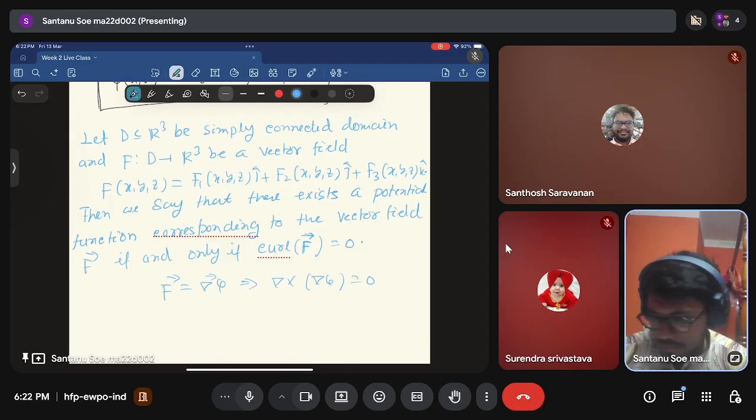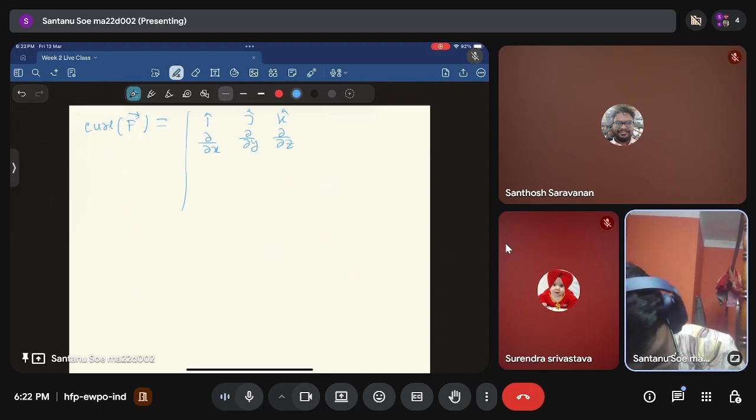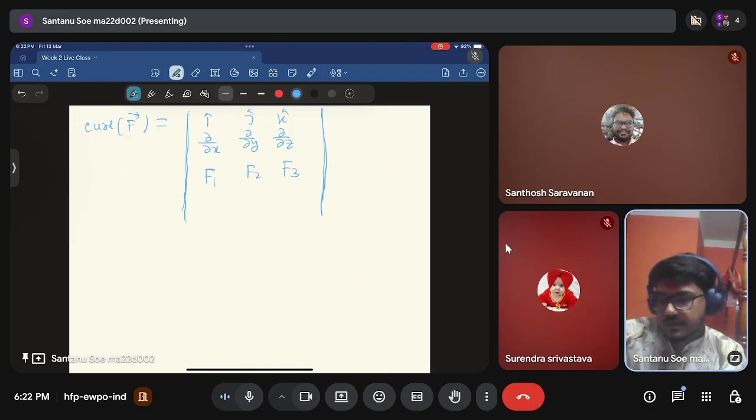Okay. So now what is curl of f? Curl of f is easy to write. It is the determinant with rows i, j, k; del x, del y, del z; and f1, f2, f3. Okay. Now if this curl of f is 0, then we can say that f can be written as gradient of phi.